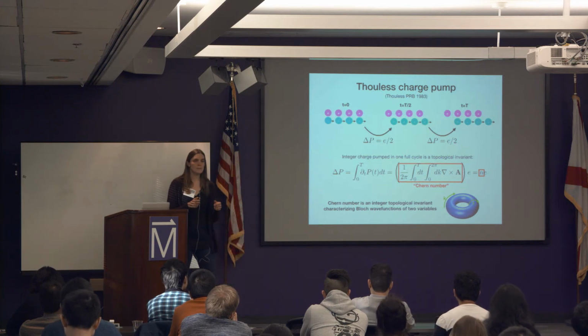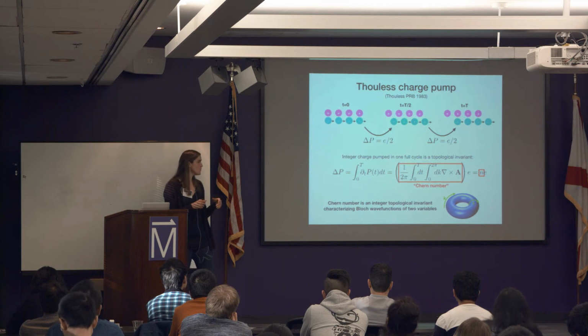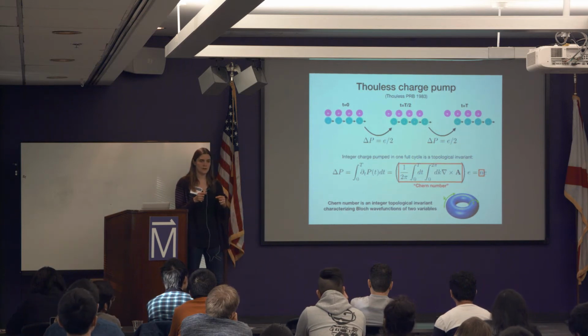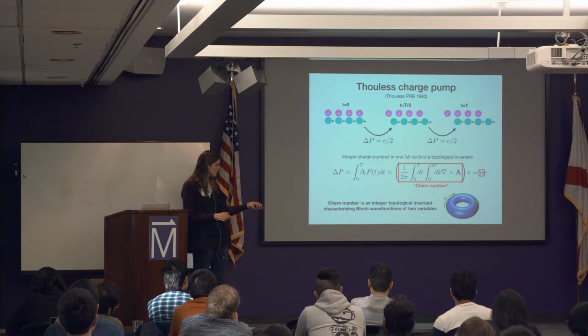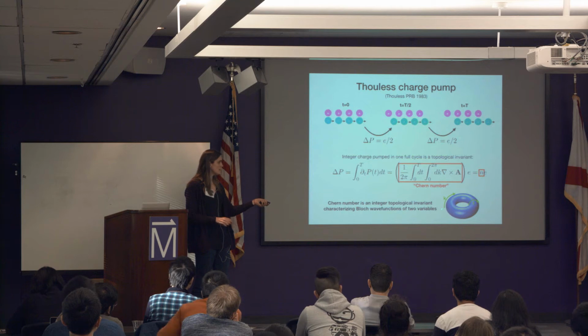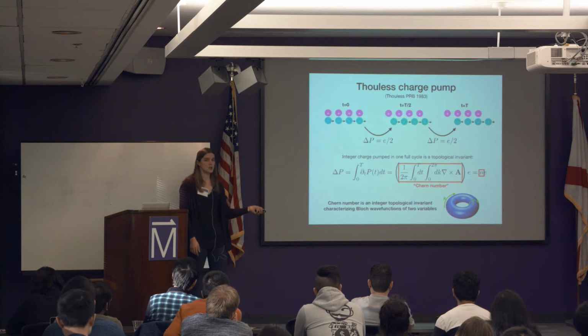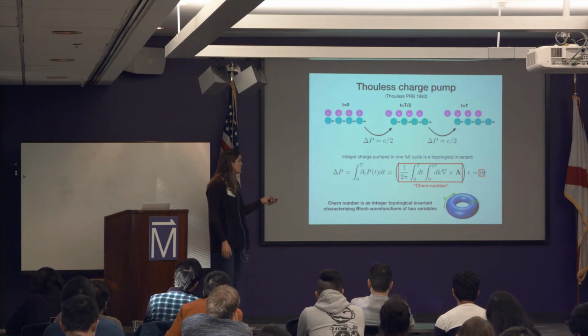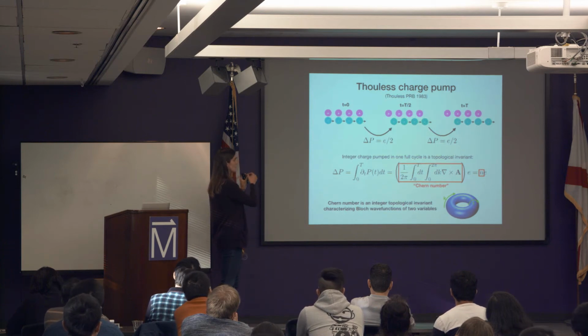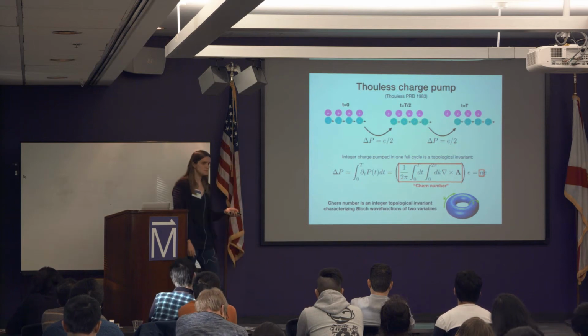The Chern number is what characterizes whenever you have Bloch wave functions of 2 different variables. So in this case, we're tuning something as a function of time and also as a function of momentum, and then we can always define a Chern number of it. In this example, the Chern number would be 1, because as we've moved through this cycle in time, we've pumped 1 electron from the left to the right.